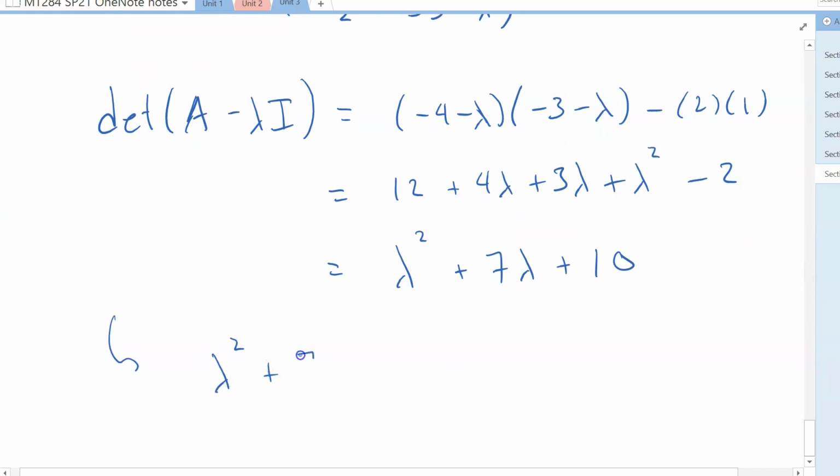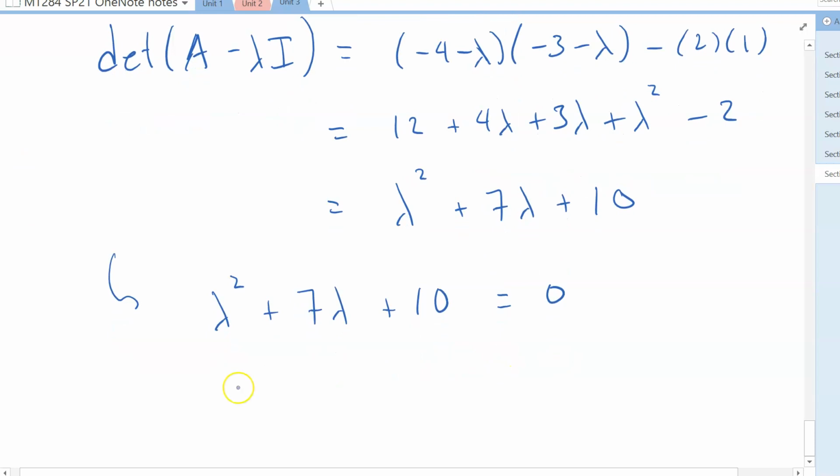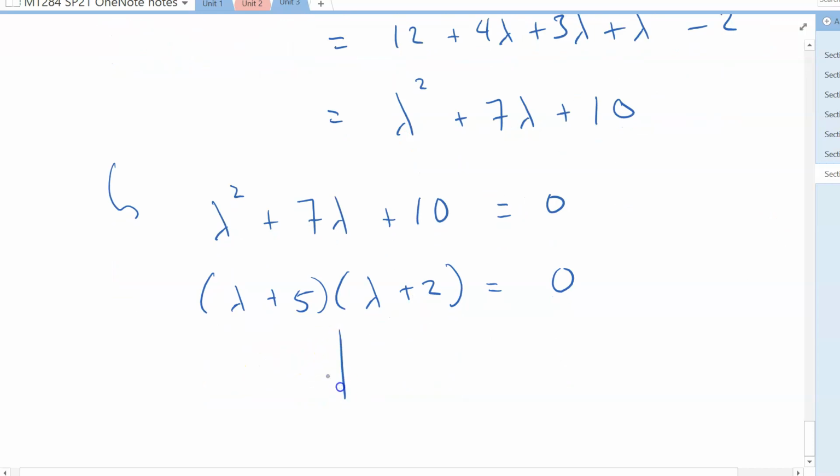So lambda squared plus 7 lambda plus 10 equals 0. However you want to solve it doesn't matter; you could solve it by factoring, the quadratic formula, or completing the square. Most people are probably going to take the factoring approach, right? So we'd have 2 and 5, which multiply to 10 and add up to 7. We set each factor equal to 0, but I'm going to skip that step and just write it out. We get negative 5 and negative 2 as the solutions to the characteristic equation. So those are the two eigenvalues here.